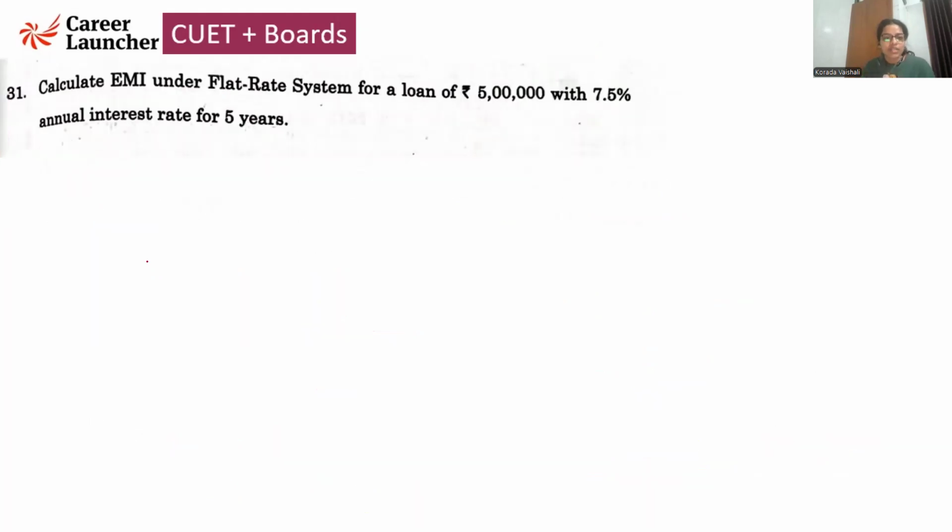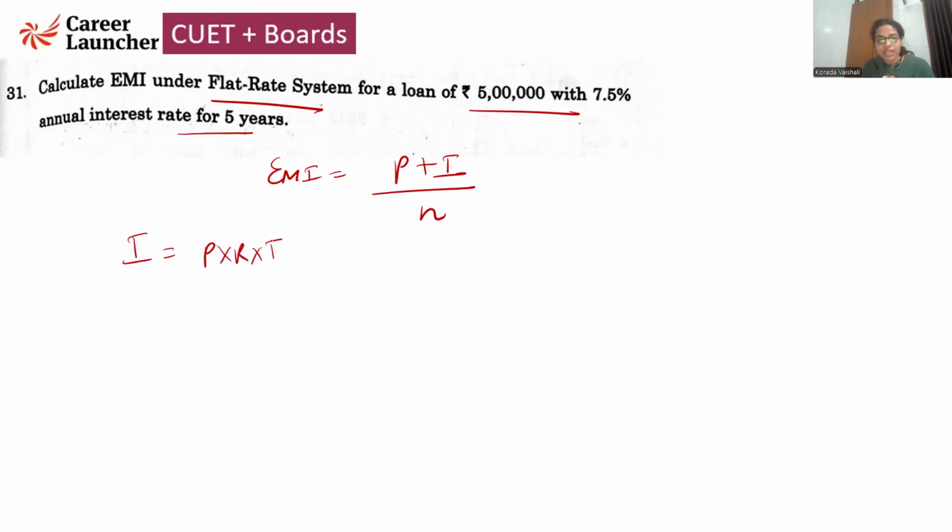Calculate EMI under the flat rate method for a loan of 5 lakhs with 7.5% annual interest rate for 5 years. So we are using the flat rate method. EMI using the flat rate method is the principal plus the interest, which is the simple interest that we are calculating, divided by the number of installments. So what is my I? PRT divided by 100.